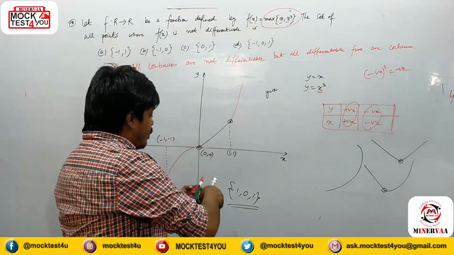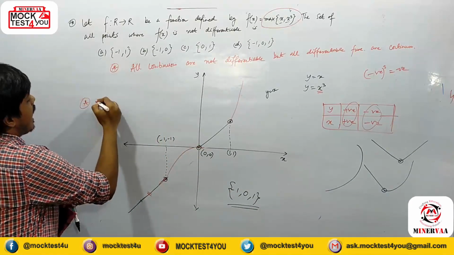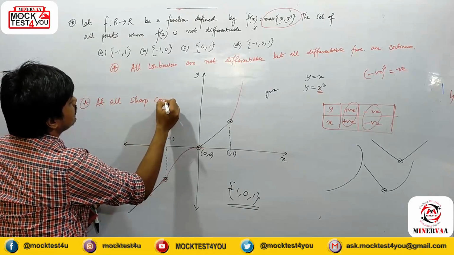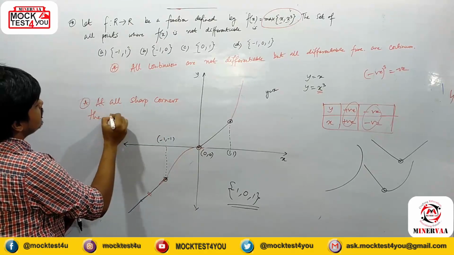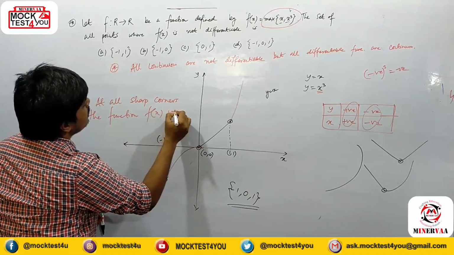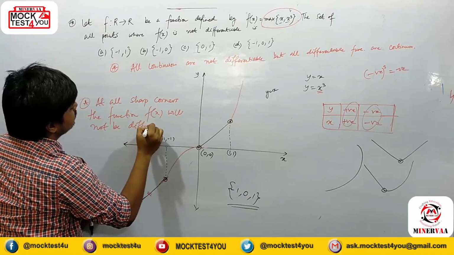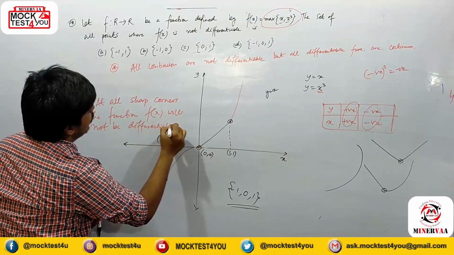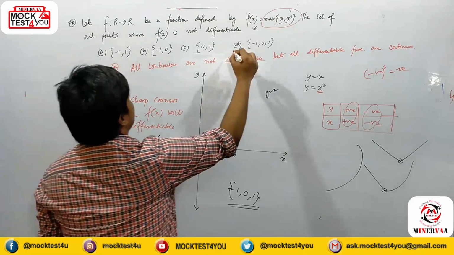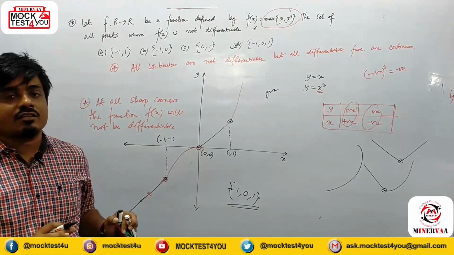And listen, very important thing. So write this one. At all sharp corners, the function f(x) will not be differentiable. So which option is the correct answer? Which option is it? It is option number D. Understood? I hope this one is a new type of problem you have done. Okay.